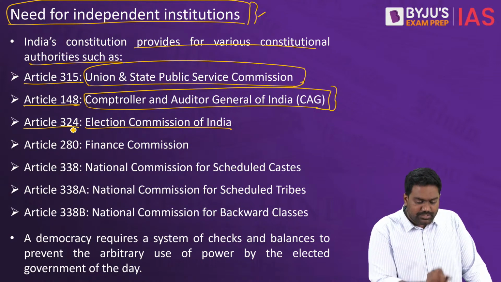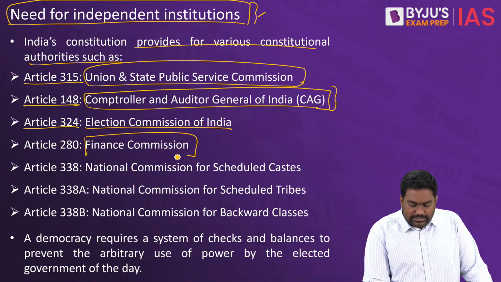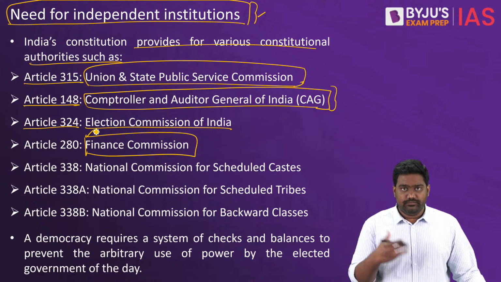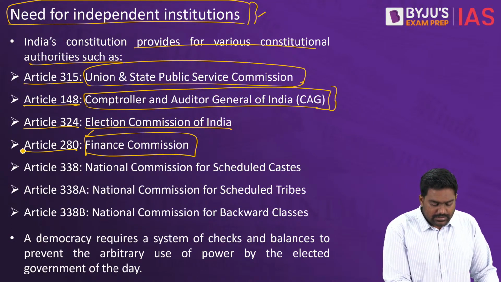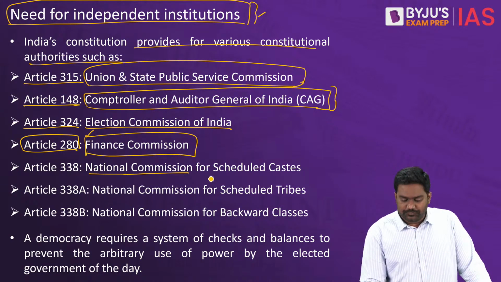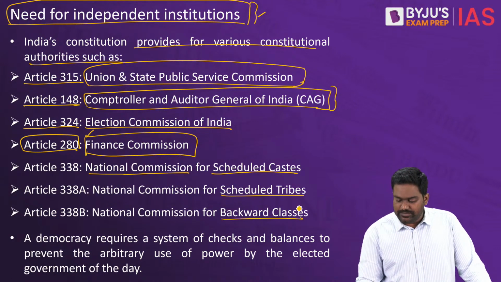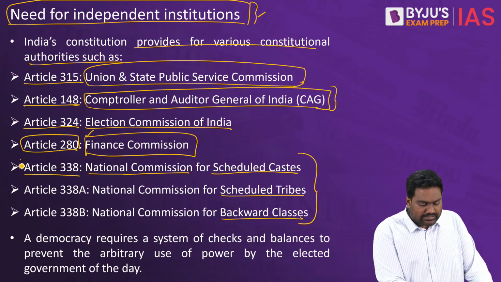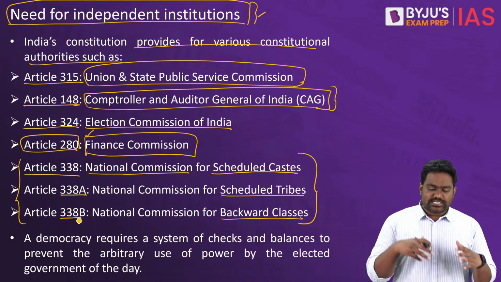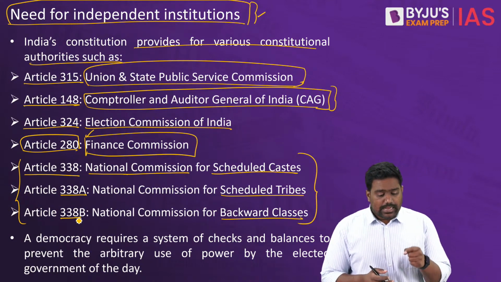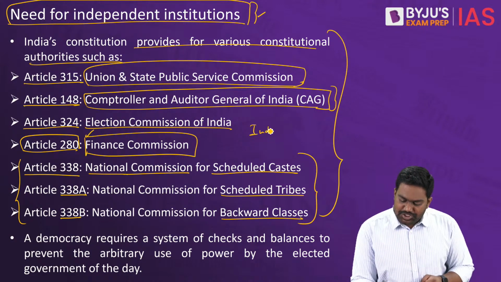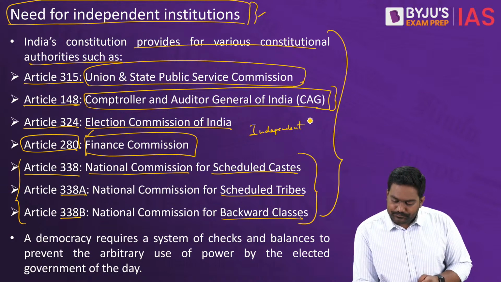You have the Election Commission under Article 324. The Finance Commission, which plays a key role in center-state finance relations. We discussed this topic recently as well, which has been provided under Article 280. And we have the National Commission for Scheduled Castes, Scheduled Tribes and Backward Classes under Article 338, 338A and 338B. These are some of the important constitutional authorities, and it's extremely crucial that these institutions function in an independent manner.